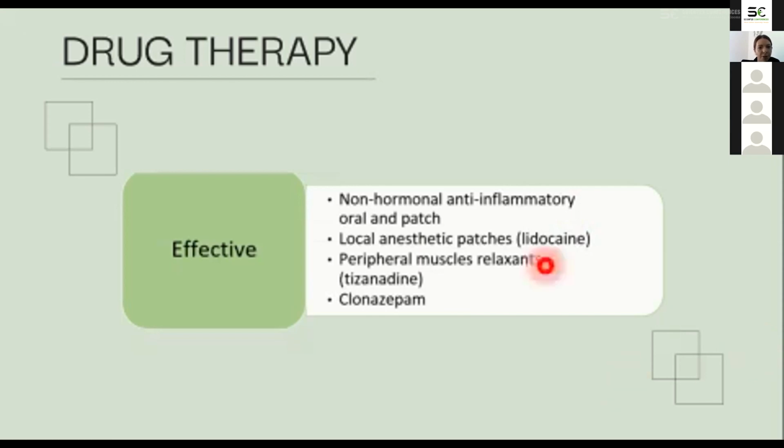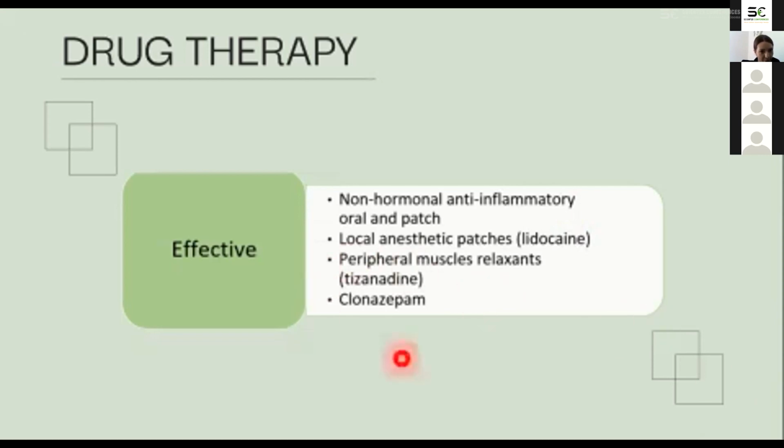Peripheral muscle relaxants, mainly tizanidine, decreases muscle spasticity. Studies supported a significant decrease in pain intensity and disability and improved sleep. It was also suggested that tizanidine should be considered a first-line agent for the treatment of myofascial pain.